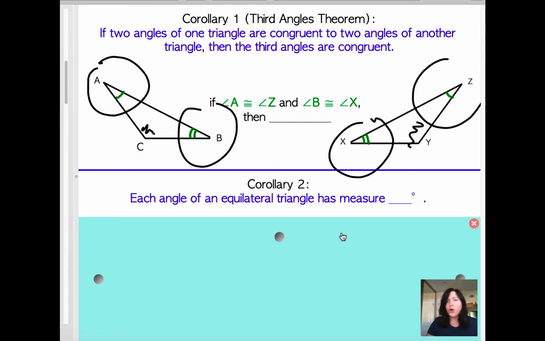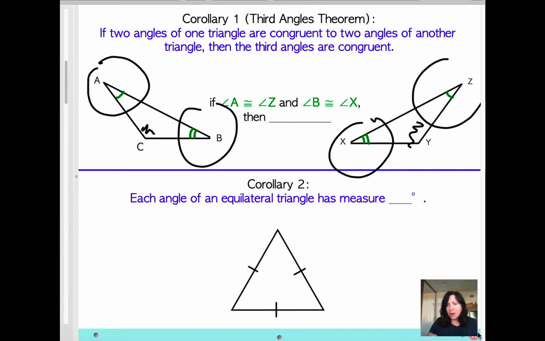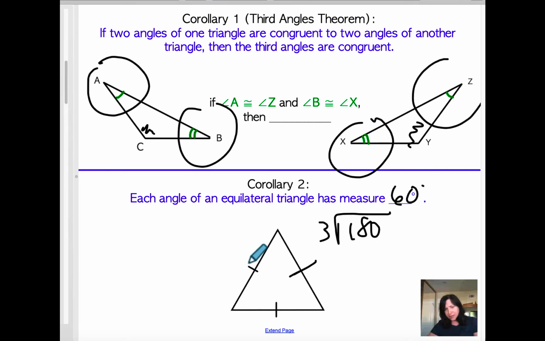So that's one of the corollaries. And then on this one, it says each angle of an equilateral triangle has a measure of 60 degrees because the sum of the angles of a triangle add up to be 180. However, if you divide that by 3, because the sides are all congruent, which means my angles are all congruent, 180 divided by 3 is just 60 degrees.